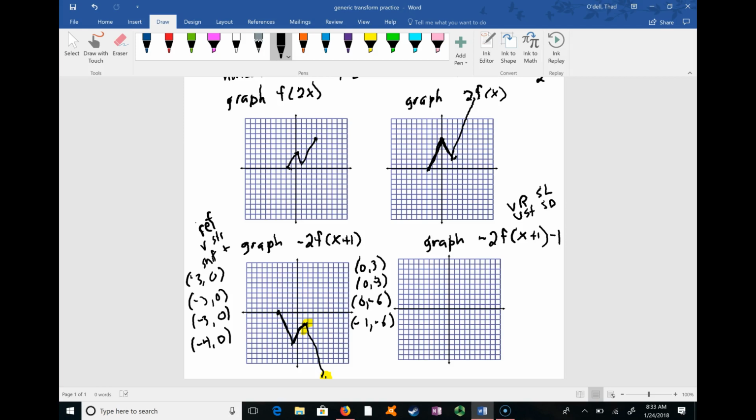I will post the solution sheet on Canvas, and so you can try your hand at that last one and then go to the Canvas sheet and look at it, make sure you did it right. All right.